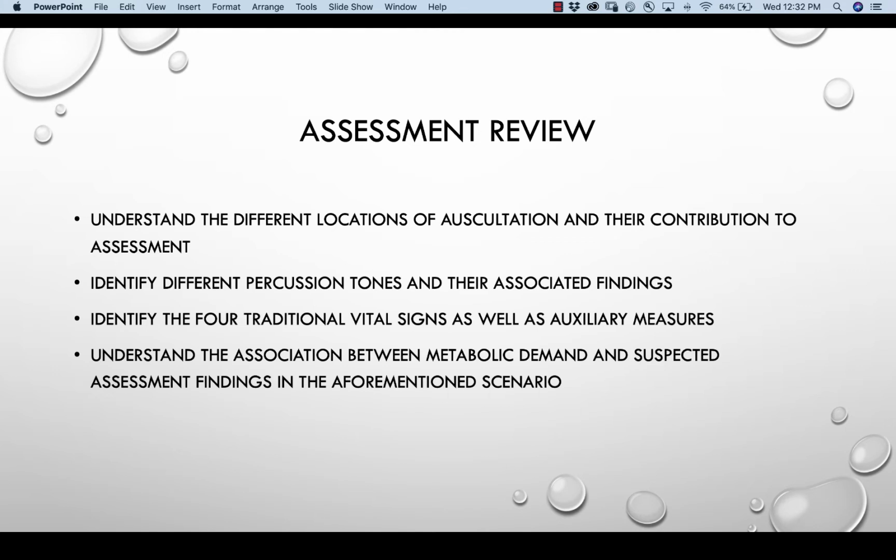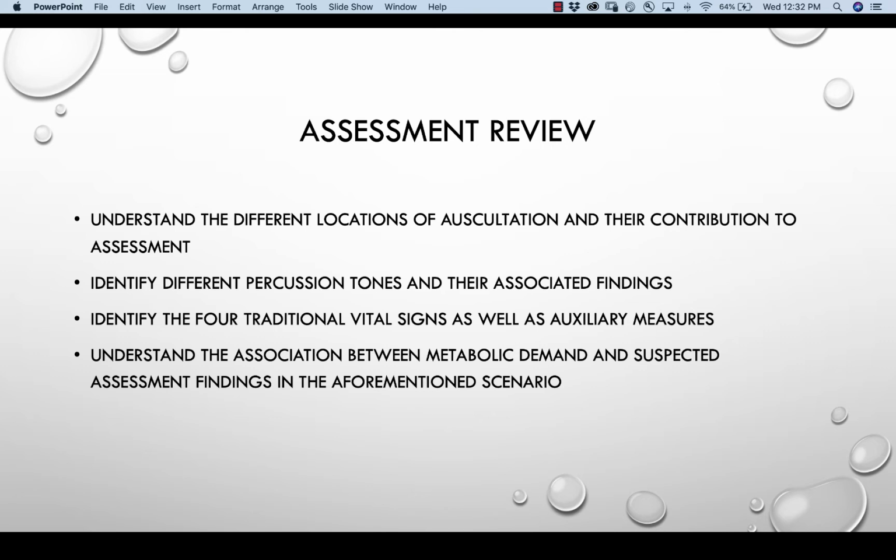Identify different percussion tones and their associated findings, so dull, resonant, so on and so forth, and what do they mean? Consolidation, hyperinflation. And then we're going to ask you to identify 4 traditional vital signs as well as auxiliary measures. So what are the 4 traditional vital signs, and what might be one that we don't consider within those 4 but is very important to us?